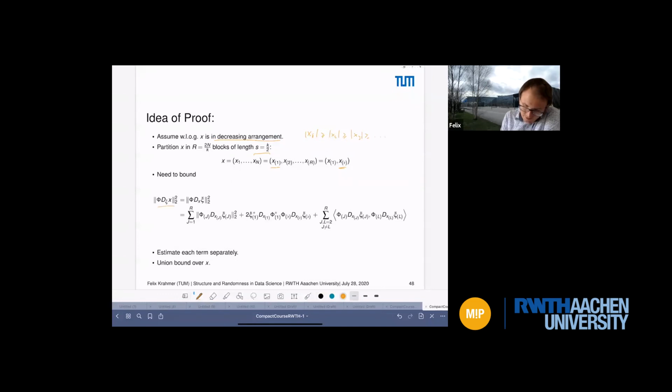Now let's do some computations. What we want to estimate is phi, our RIP matrix, times D psi times x in the 2-norm squared. And then a very important observation that is crucial to our proof is that applying a diagonal matrix with psi on the diagonal to a vector x is nothing but the pointwise multiplication of the entries of psi and the entries of x. So it's also the same as applying a diagonal matrix with x on the diagonal to the vector psi of these plus minus 1 entries.